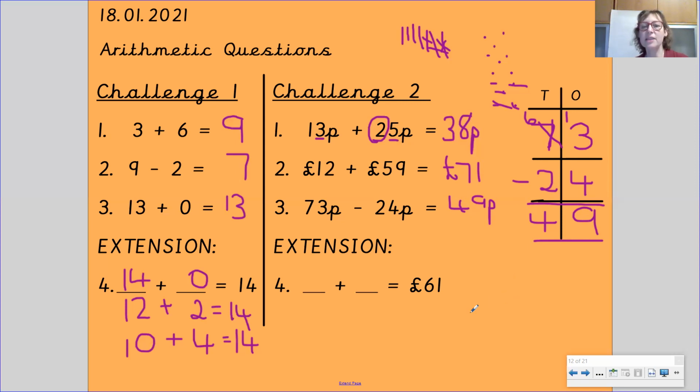And our extension for this one was something add something equals £61. So again, I'm going to use the same pattern I always like doing. I'm going to start with my 61, add 0. And I'm going to start by taking 10 today. So I'm going to move 10 from here. So if I take 61 and take away 10, then I'm going to have 51. And I'm just going to move that to the other side. So instead of having 61 and 0, I'm going to have 51 and 10.